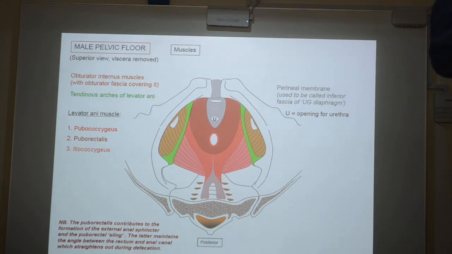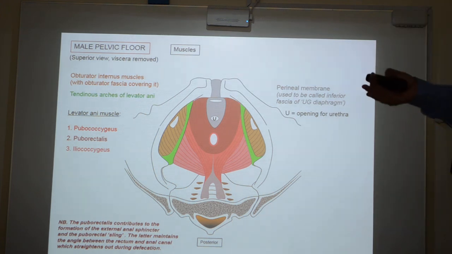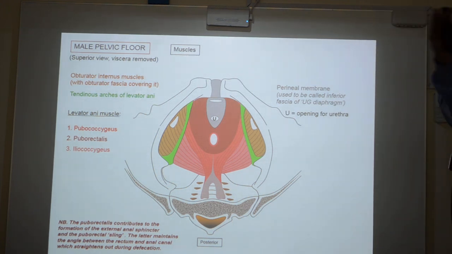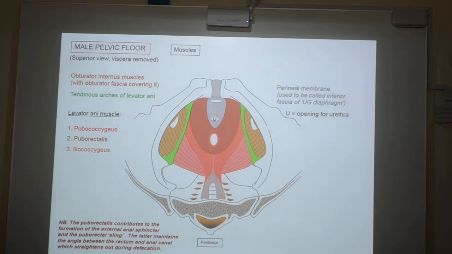Is that clear? Any question? Yes. Is the pelvic diaphragm only the levator ani or also the piriformis? Levator ani, piriformis and coccygeus, together, collectively, are called the pelvic diaphragm. Clear?